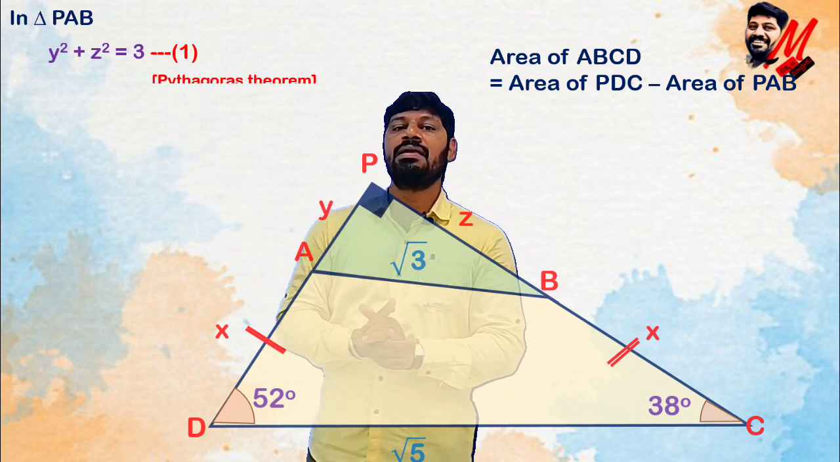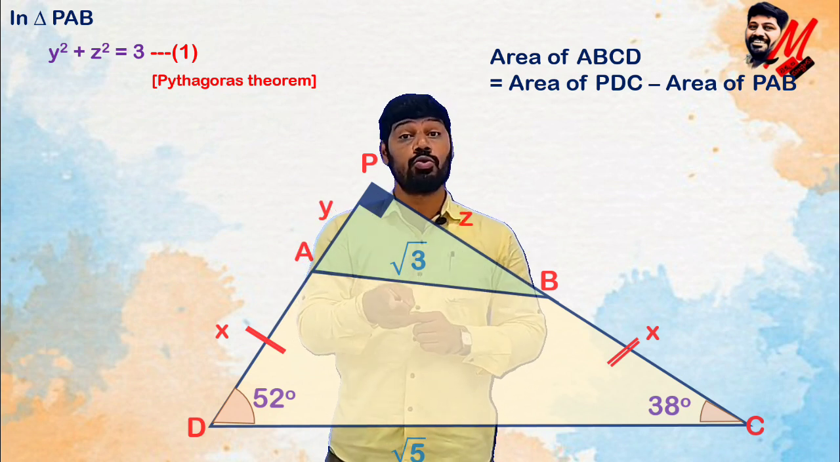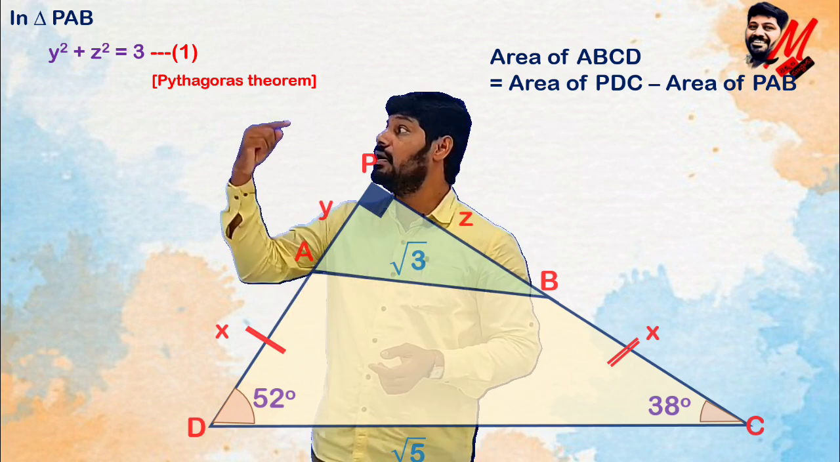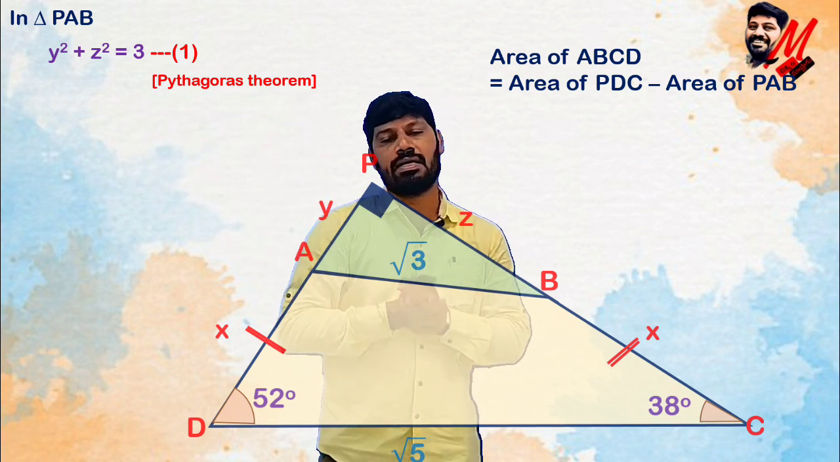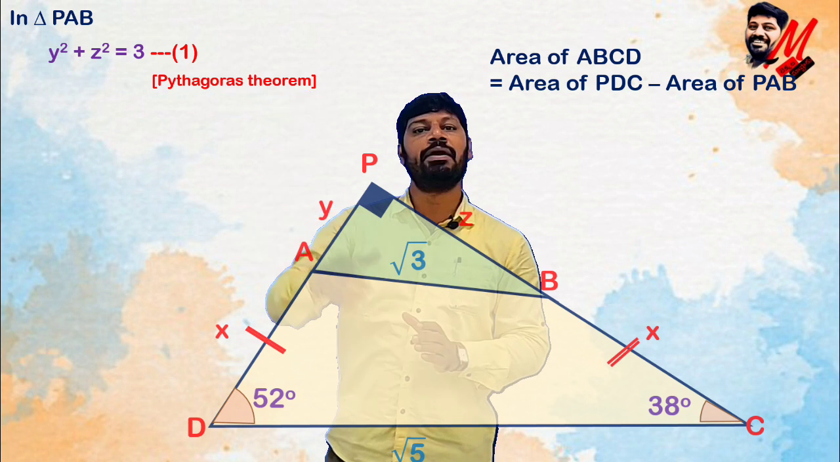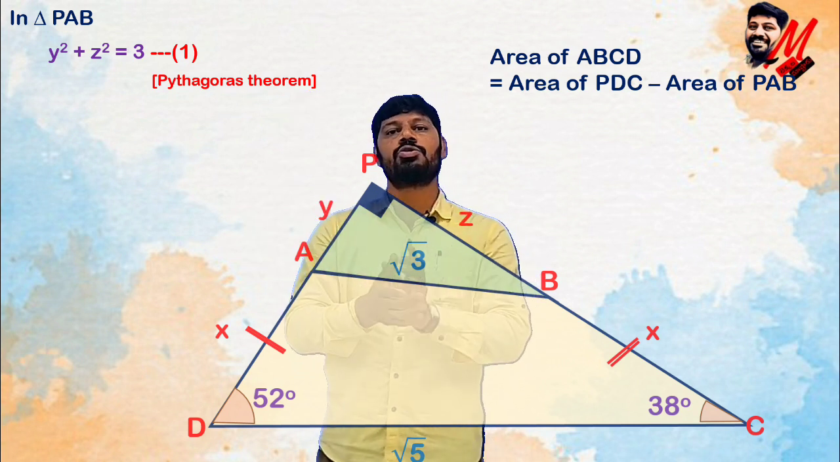So I am mentioning in triangle PAB, y square plus z square is equal to root 3 whole square, which is nothing but 3. That is what I am writing here, y square plus z square is equal to 3 according to Pythagoras theorem. Let me make it statement 1. So in this triangle I got y square plus z square is equal to 3.